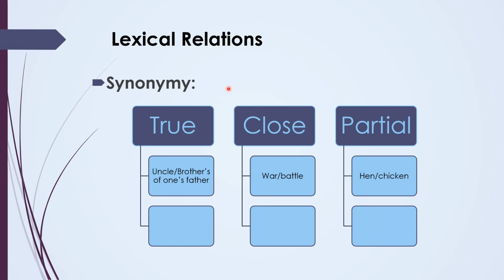So here we have these three categories of synonym: true synonyms, close synonym, and partial synonym. True synonyms are when they are exactly the same, there is nothing different in there. Whenever you are referring to uncle, you are referring to brother of one's father. That would be more appropriate. So whenever you are referring to true synonym, we are referring to exactly the same.